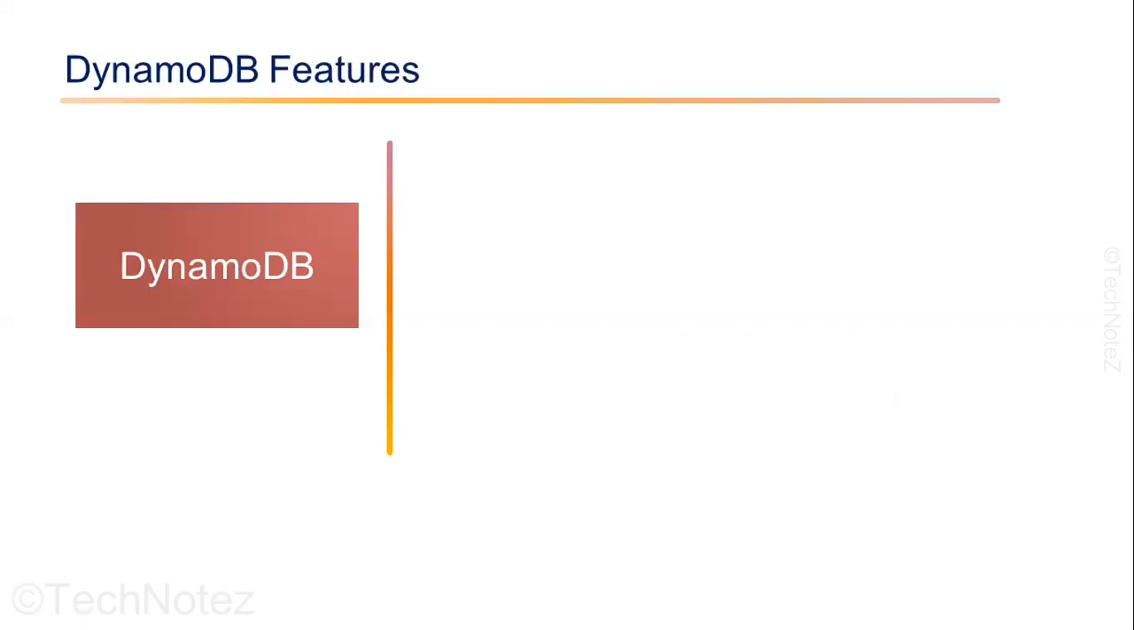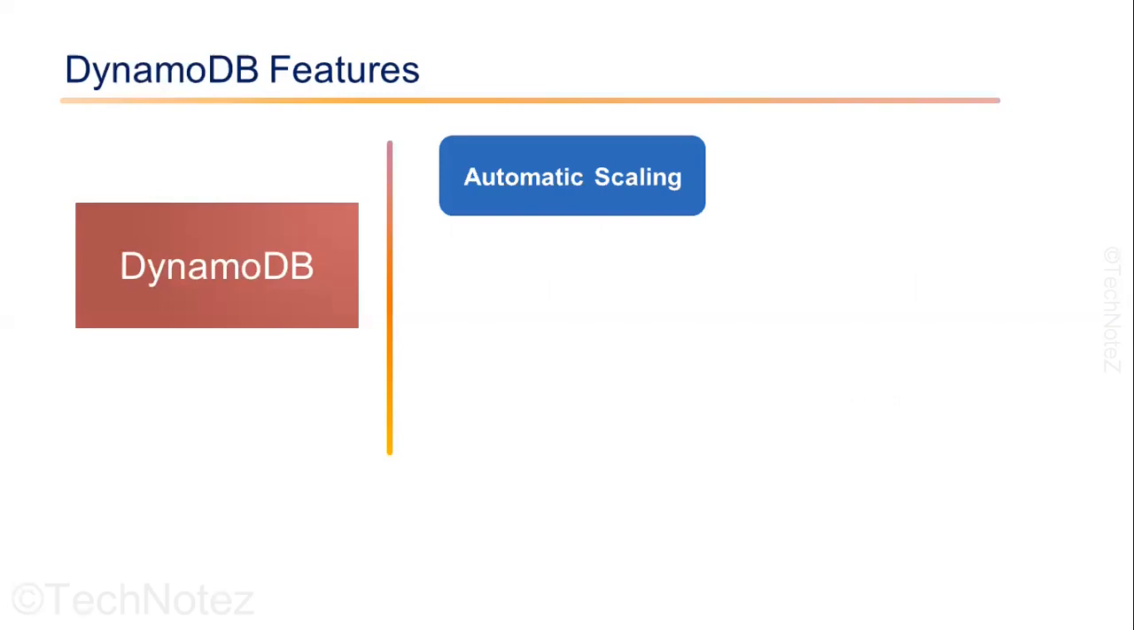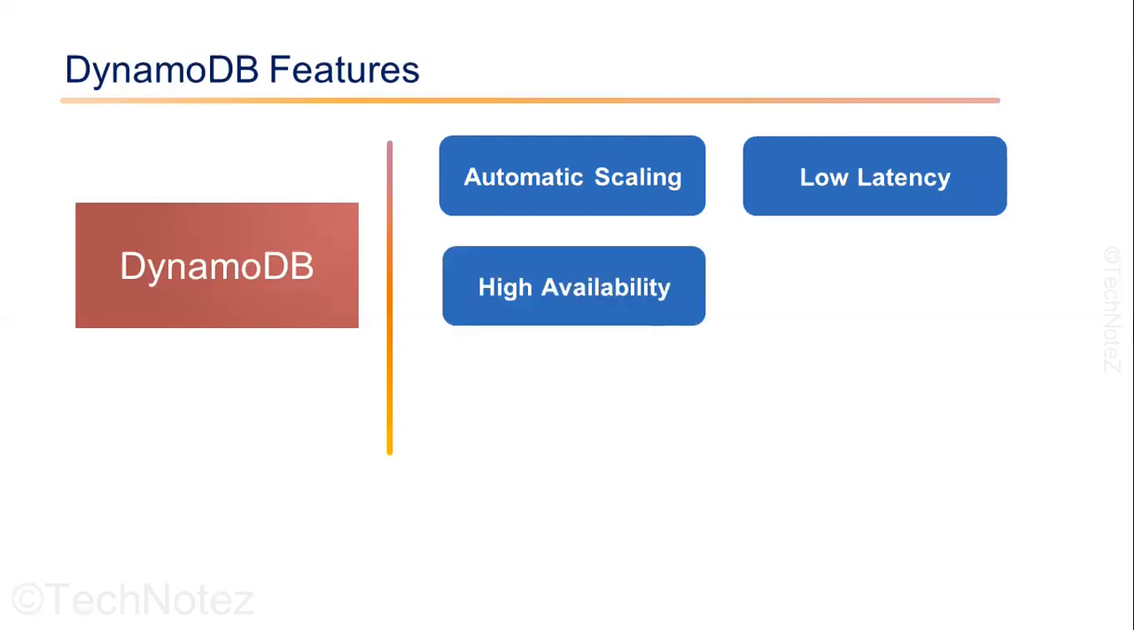Some of the key features of DynamoDB include automatic scaling. DynamoDB automatically scales the tables up and down based on the volume of requests, so you don't have to worry about provisioning or deprovisioning the capacity. Low latency. DynamoDB is designed to provide low latency performance even at scale. High availability. DynamoDB automatically replicates the data across multiple servers to ensure the data is always available when needed.